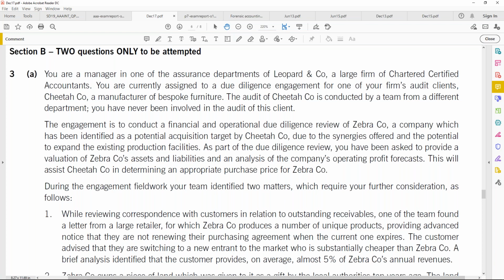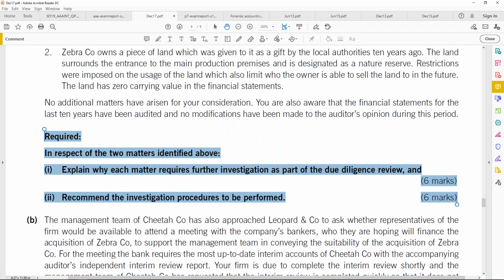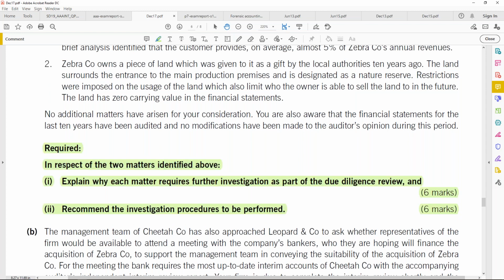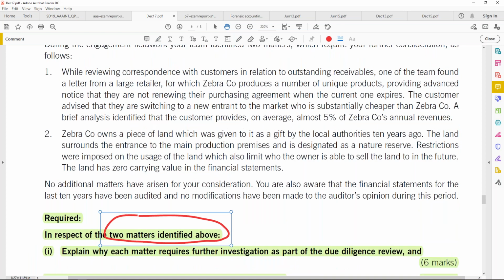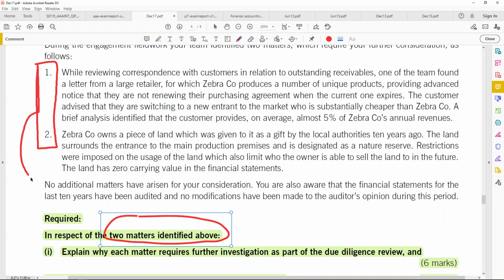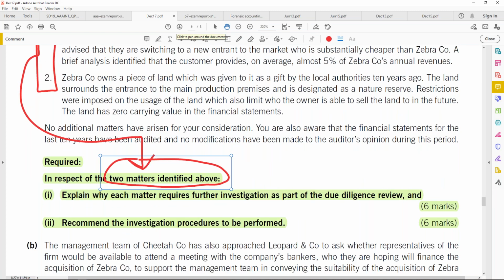What are the requirements? There are 2 requirements, each of 6 marks. Let's see what the requirement is. The requirement says, in respect of the 2 methods identified above. Okay, can you see the 2 methods identified above? The examiner has given you the numbers 1 and 2. So can you see the 2 methods above here? So in respect of the 2 methods above, what you need to do? Explain why each matter requires further investigation as part of the due diligence review.